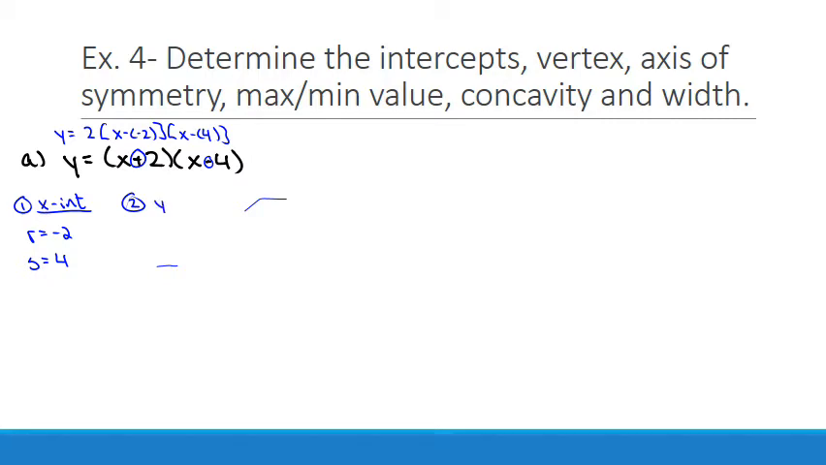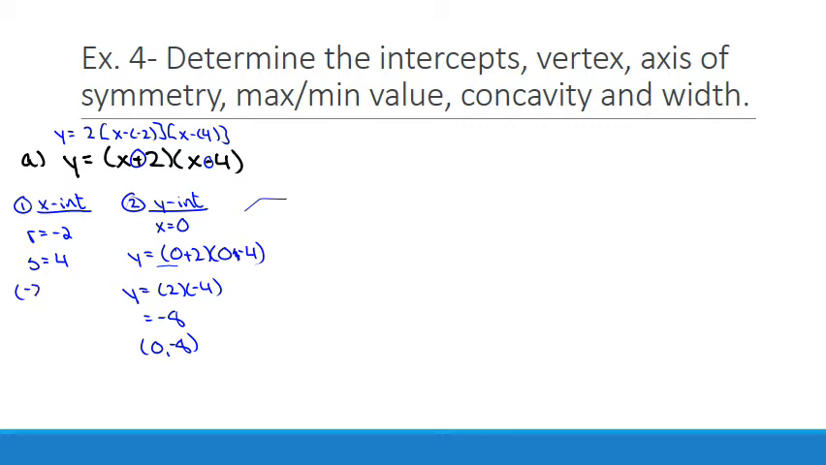Now my y-intercept. To find the y-intercept, simply plug in x equals 0 and solve. So I have y equals 0 plus 2 and 0 minus 4. So y equals 2 times negative 4, which is negative 8. You could also write that as a point. I could have written my x-intercept as a point as well. However you wish to do it, your teacher might tell you they like it a certain way.